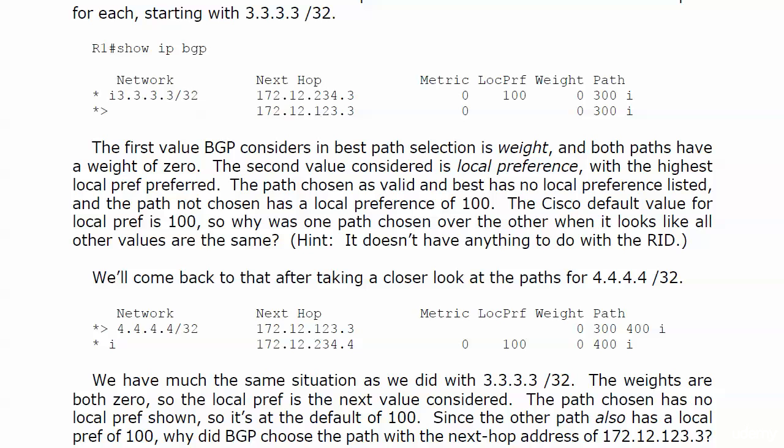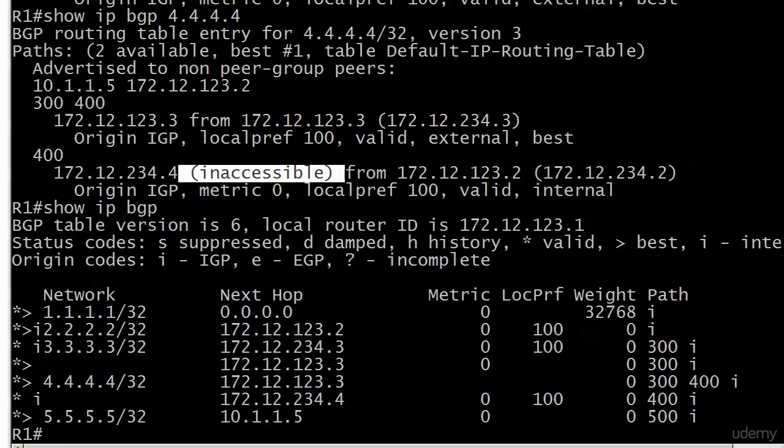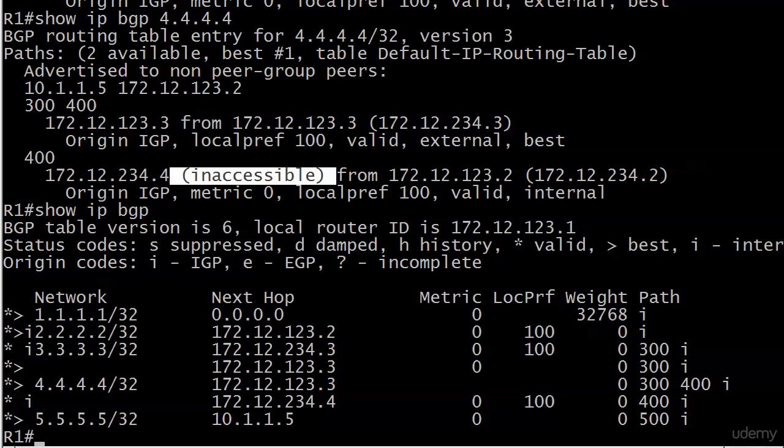So why did BGP choose the path with the next hop 172.12.123.3? Kudos to you if you nailed this, especially if it's the first time you watched a video. If it's the second time you watched a video, you really should have nailed it. Well, it does go back to something we were talking about before, and that is a router knowing where a given address is, or not knowing where it is.